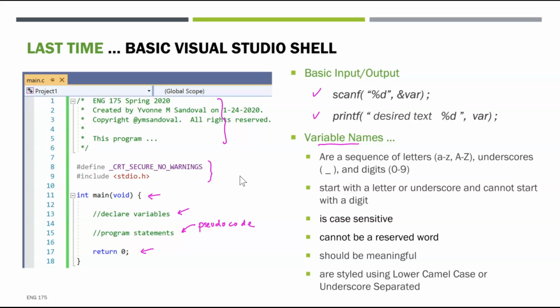Variables cannot be reserved words like printf, scanf, while, or if, those kinds of things. And then we always give our variable names a certain style. Lower camelback case might be something like numItems, or underscore would be something like num_items. Pick one style, don't go back and forth between the two. So pick one style and you'll use that throughout the program. Okay, let's look at our next slide.